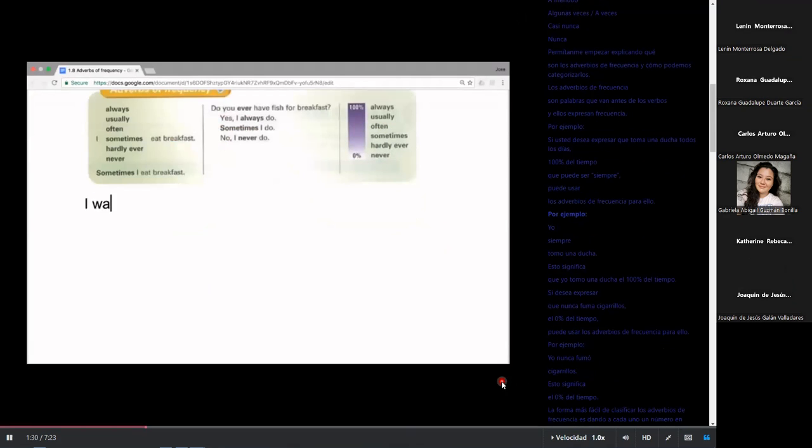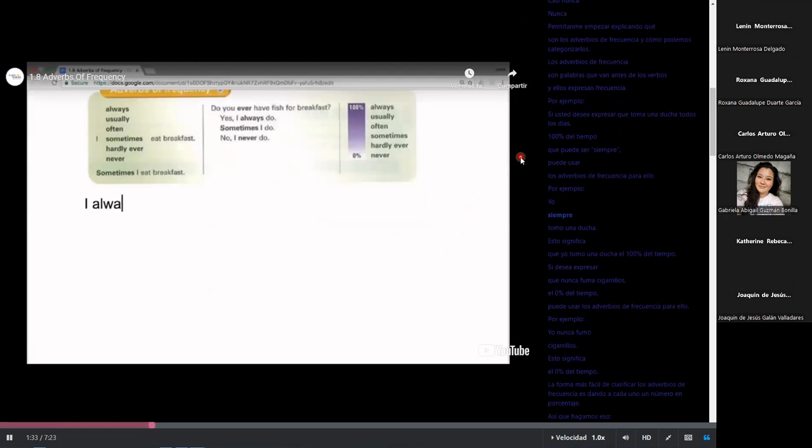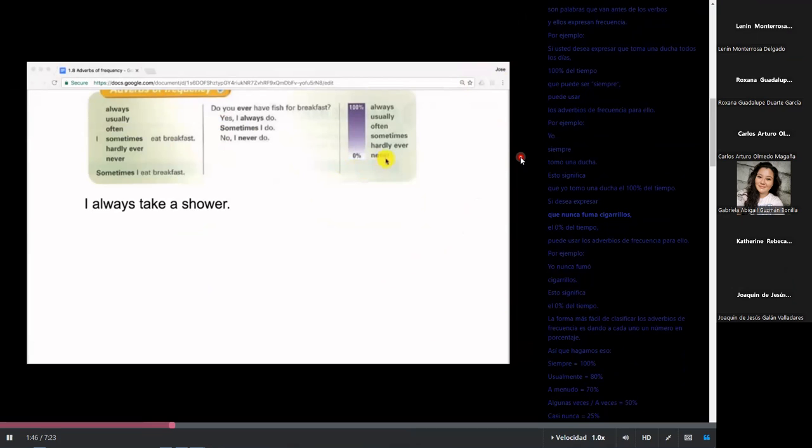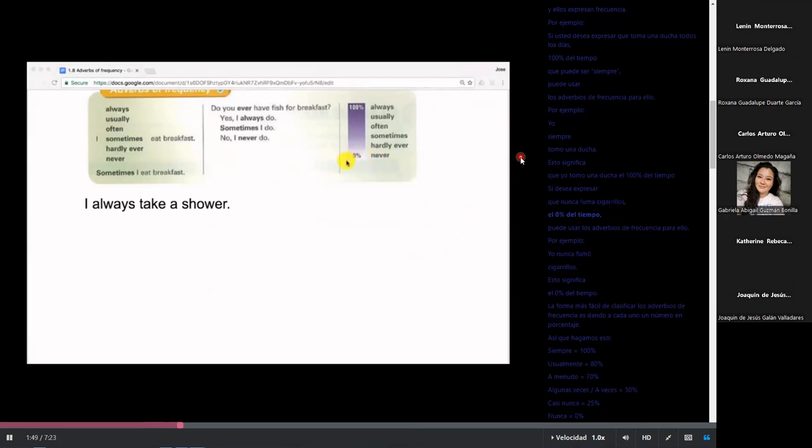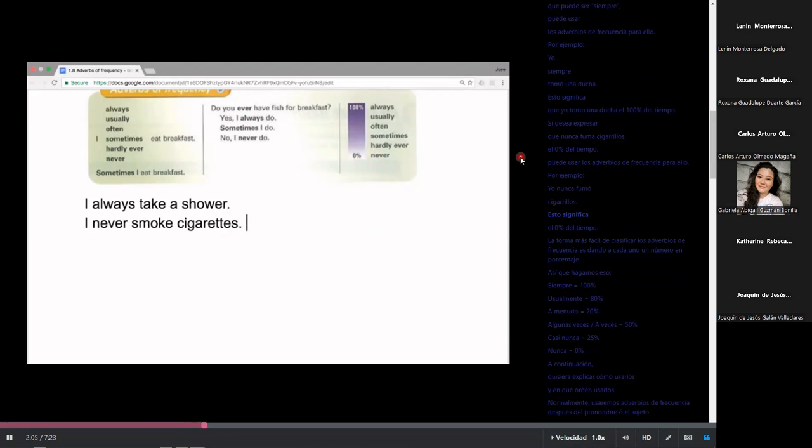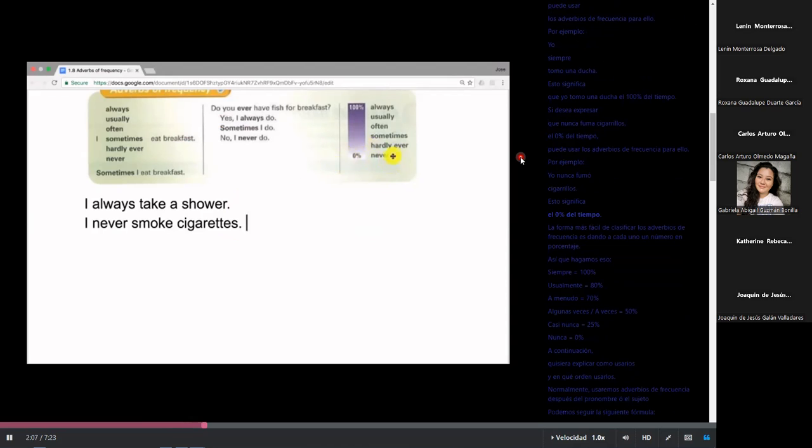For example, I always take a shower. This means I take a shower 100% of the time. If you would like to express that you never smoke cigarettes, this means 0% of the time. You can use adverbs of frequency for that. For example, I never smoke cigarettes. This means 0% of the time.